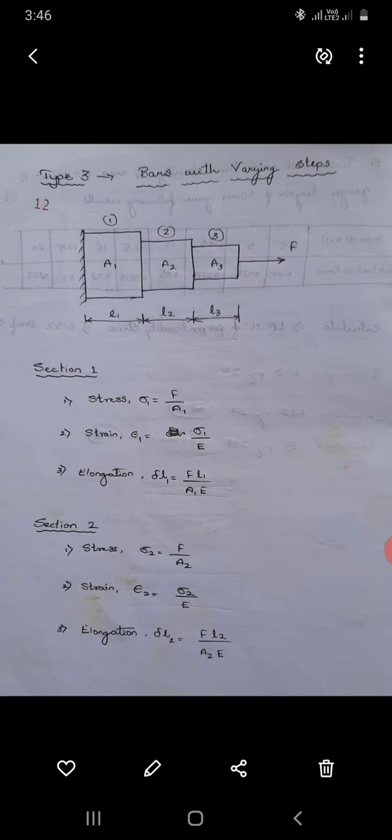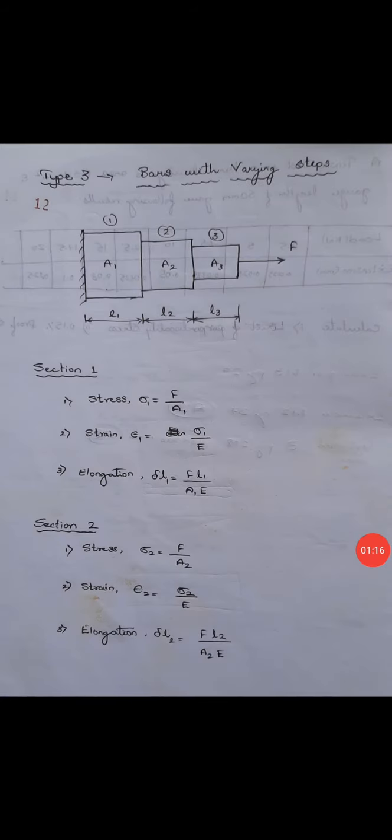So it is simple: you just have to separately calculate the stress, strain and elongation for each section, and finally add the elongations to get the total elongation. So very simple. First, considering section 1, the bigger one. For section 1 you have to calculate the stress sigma 1. Sigma 1 is F, which is common, upon area A1.